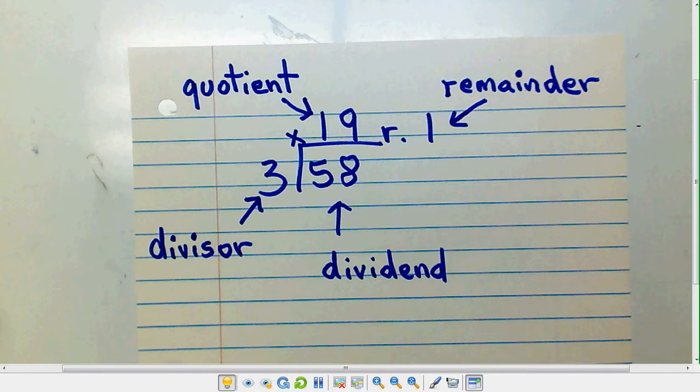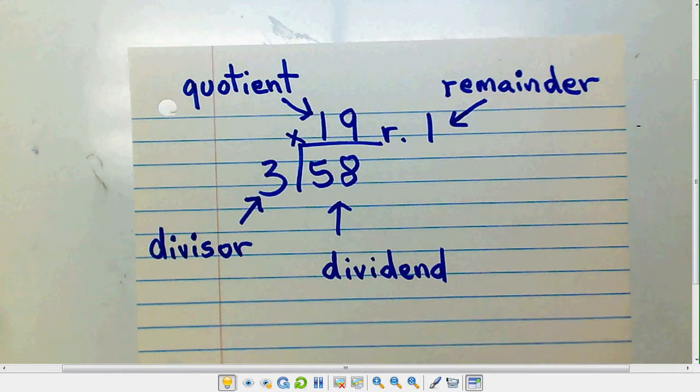Keep in mind, very important rule, your remainder has to be less than the divisor. Because if your remainder was equal to or greater than the divisor, then you can make another group of 3. In this case, we're dividing by 3. So a very important rule, the remainder has to be less than the divisor. All right, so let's go through this division problem step by step.